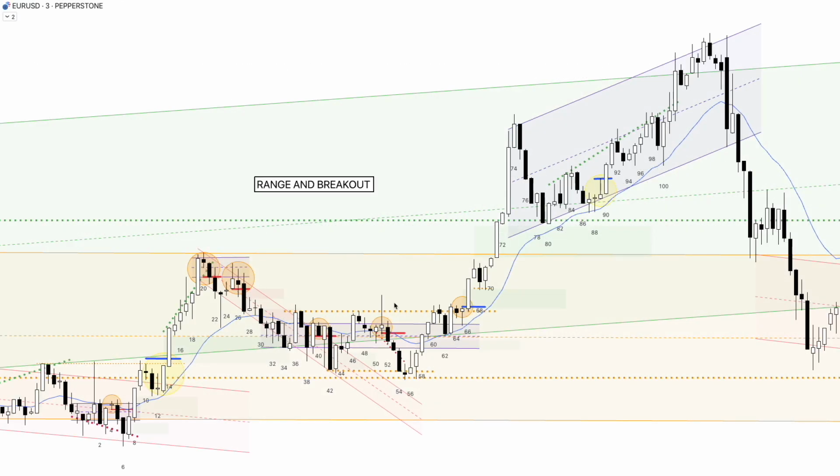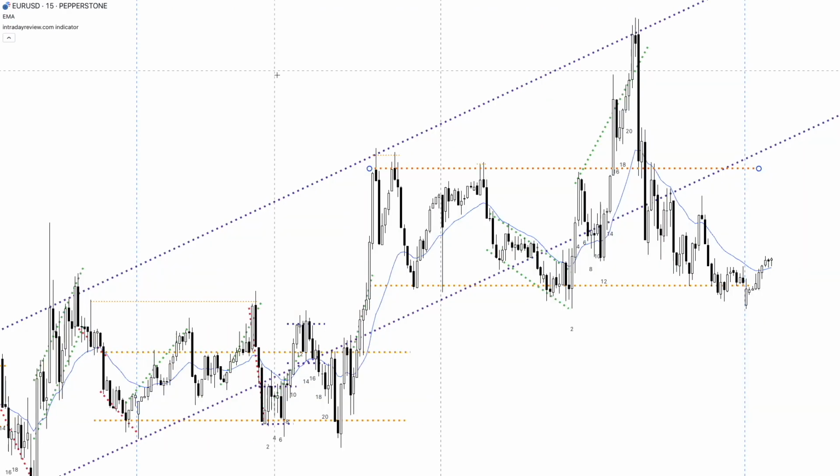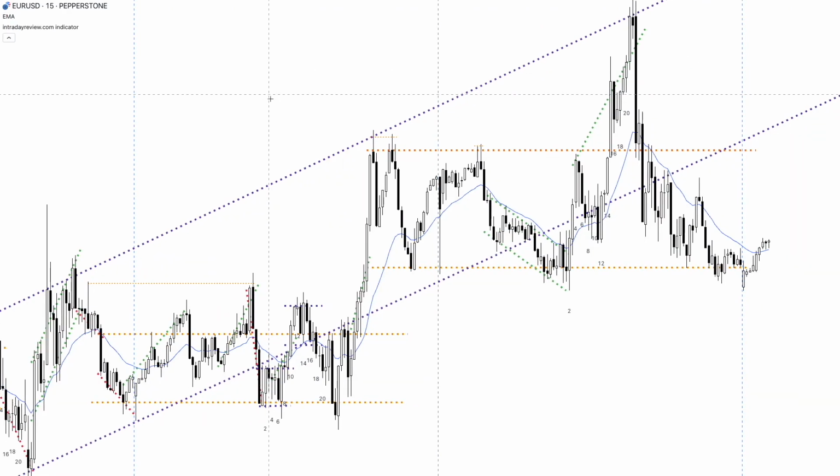Hello, this is the price action for yesterday, the EURUSD 3-minute chart. We had a range and a breakout, and we had a bit of a channel at the end there. Let's go into the 15-minute chart to see how this formed.